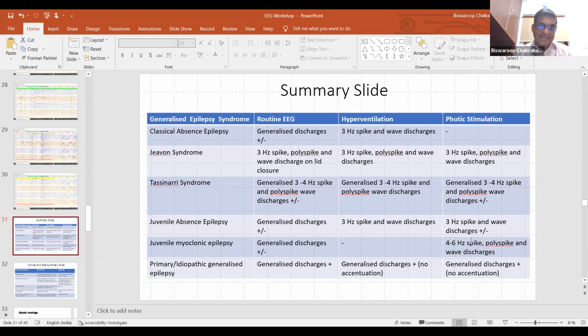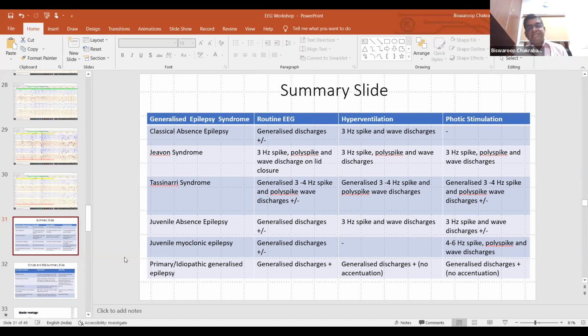So through these slides, I tried to show to you in a brief span of time, how do generalized discharges look like? What are the common generalized epilepsy syndromes which come with generalized discharges on EEG, and how hyperventilation, photic stimulation, and a simple clinical maneuver like eyelid closure helps you in differentiating between various types of childhood epilepsy syndromes, which fits into primary generalized epilepsy.